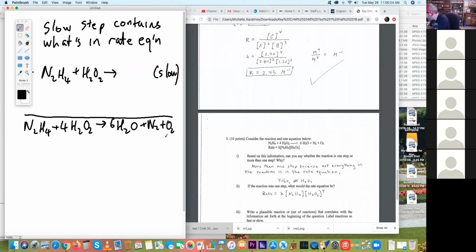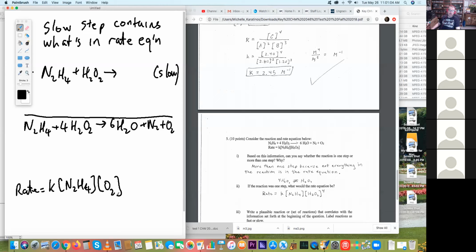Let's say the rate equation was this. Rate equals k, say, N2H4 and O2. This is what I would know in that case. I'd know its slow step could only contain two things, N2H4 and O2. And then I'd be asking myself the question, well, N2H4, that's a reactant. O2 is not a reactant. H2O2 is a reactant, but O2 isn't. So I'd be asking myself, well, where the heck did the O2 come from?